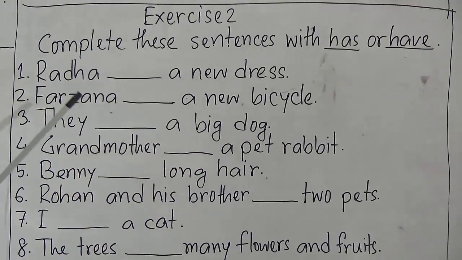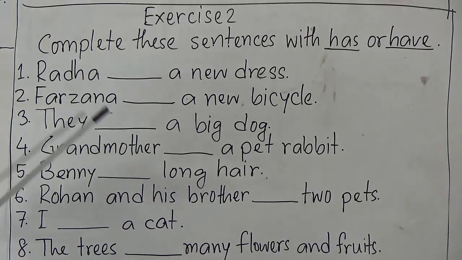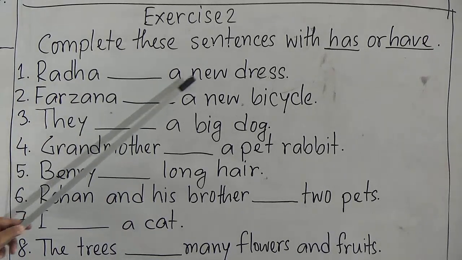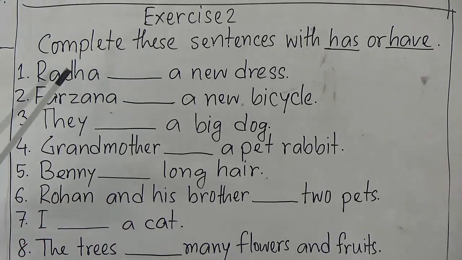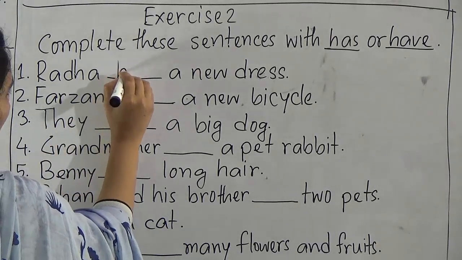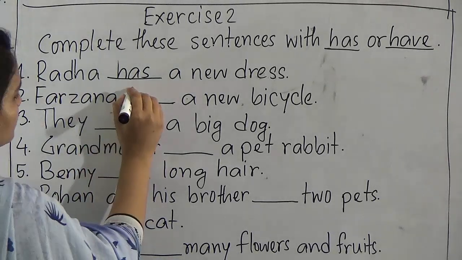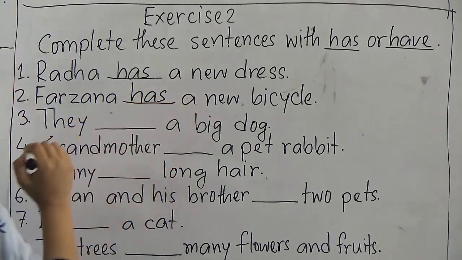Now we will write have or has verb in these sentences. Now look at the first sentence. Radha dash a new dress. Radha, that means only one person. We are talking about Radha. So we will write has. Now number 2. Farzana dash a new bicycle. Farzana, that means only one person. So here will also be has.